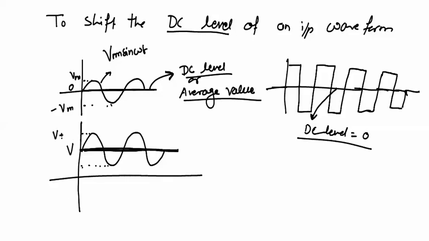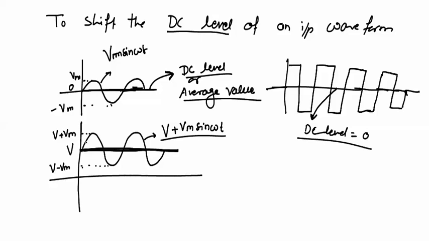So if I say that the maximum amplitude is V plus Vm and minimum amplitude is V minus Vm, then for this waveform the equation is V plus Vm sine omega t. This is the equation for this waveform. Now we can see that for this waveform the DC level is 0. For this waveform the DC level is V.